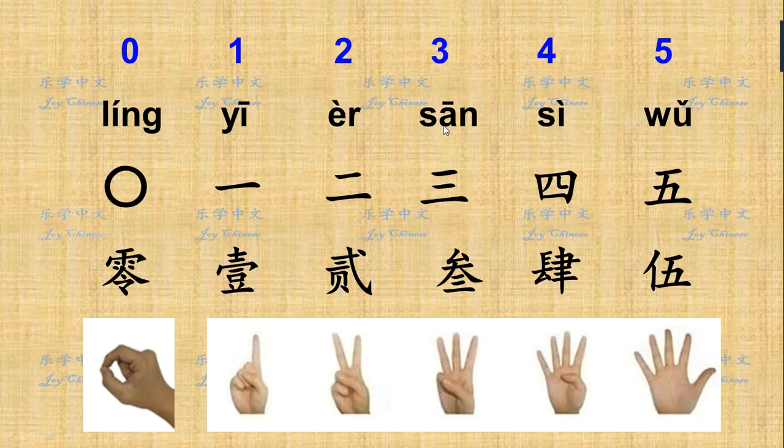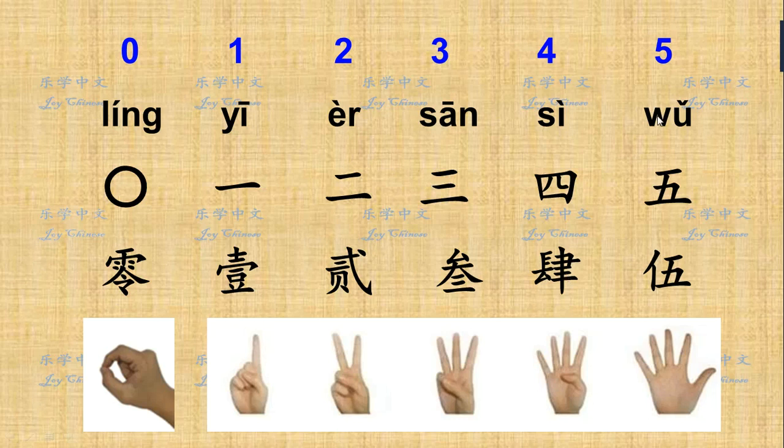3. 三 is 3 horizontal strokes with different lengths. This is for the beauty of the handwriting. 三. 4 is 四. This is a simple one, complicated one.